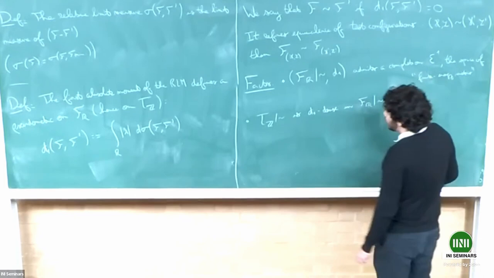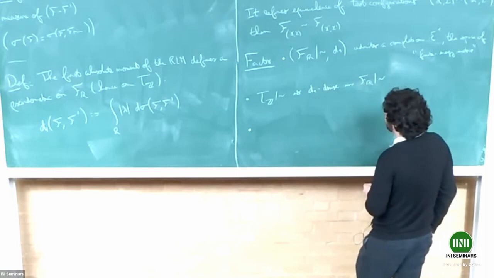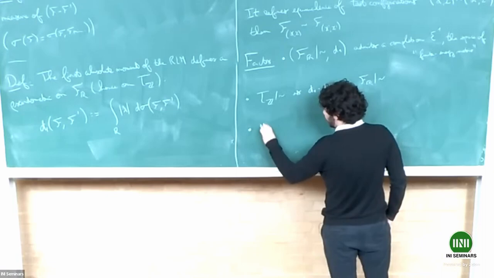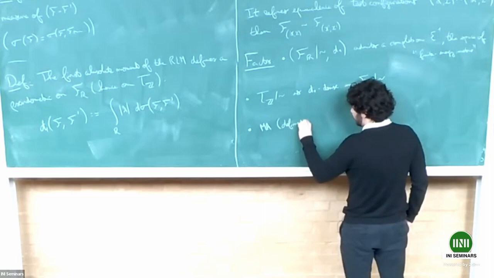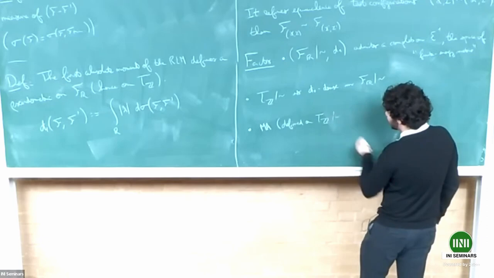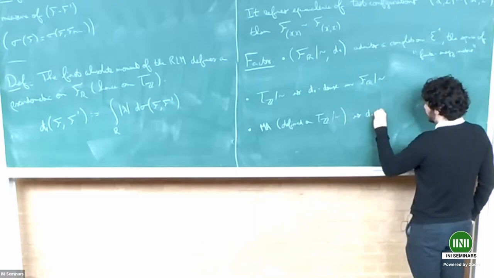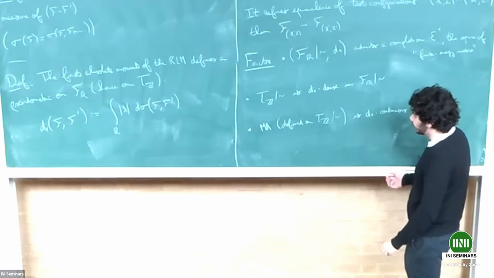A third fact is that the Monge-Ampère operator is D1 continuous also. So the Monge-Ampère operator, which was defined on test configurations, doesn't see equivalence. Doesn't really matter. Is it D1 continuous? Which means that we can then just purely formally extend it by continuity to the space of filtrations.